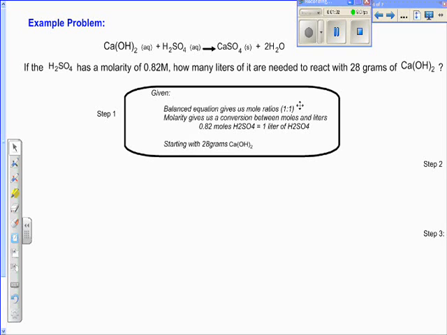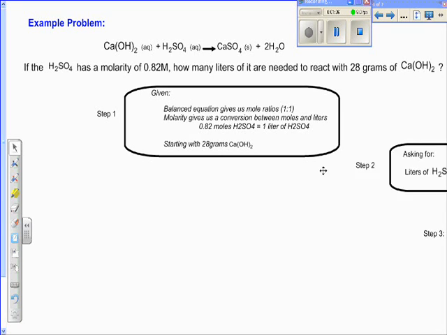The next thing the problem gives us is the molarity of the solution, which, as we saw in that first practice problem or that short example, we use to create that converting factor between moles and liters. So we should know that 0.82 molar will be used as 0.82 moles of sulfuric acid equals 1 liter of sulfuric acid. Lastly, it's important to point out, what are you starting with? You're starting with 28 grams of the calcium hydroxide.